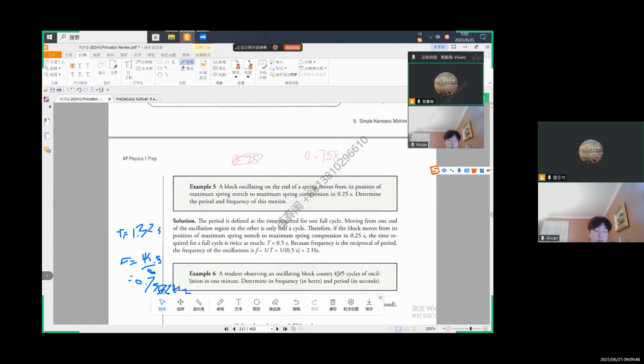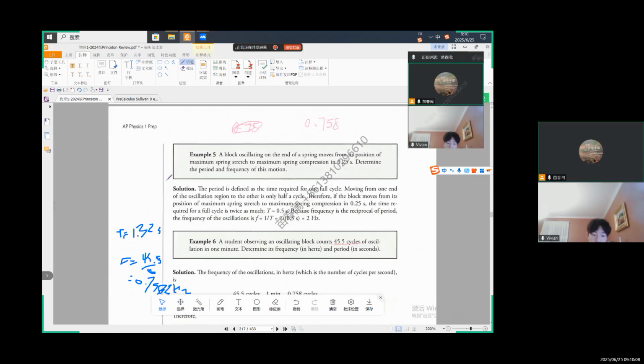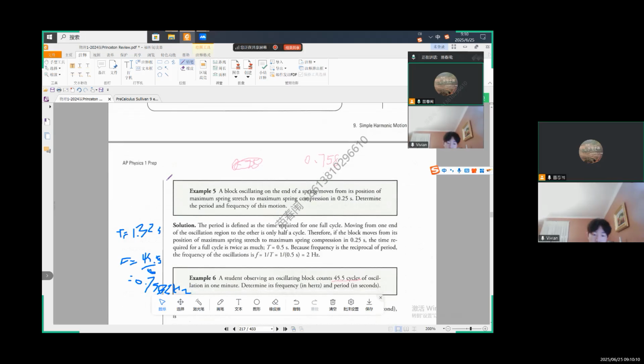So some people say this 45.5 cycles in 1 minute, isn't that frequency already? It is a kind of frequency, but the frequency that we normally use is how many cycles you do in 1 second. In the future, they might say this is the frequency, and it's also true. But the frequency that we like to use here, recently in AP1, is per 1 second. So that's why I divided by 60.